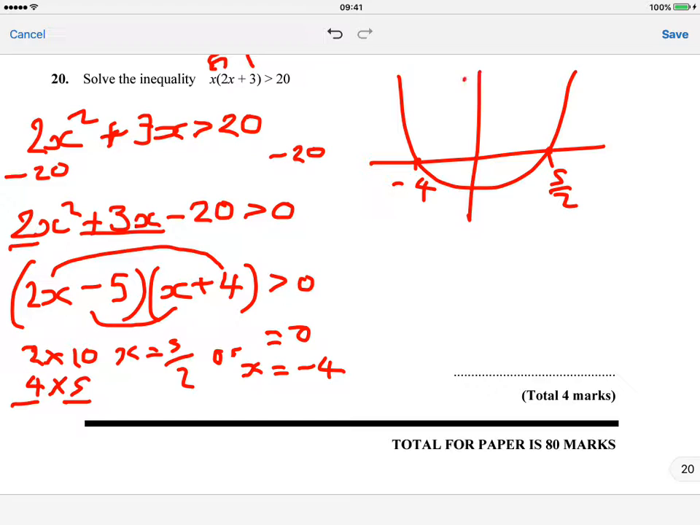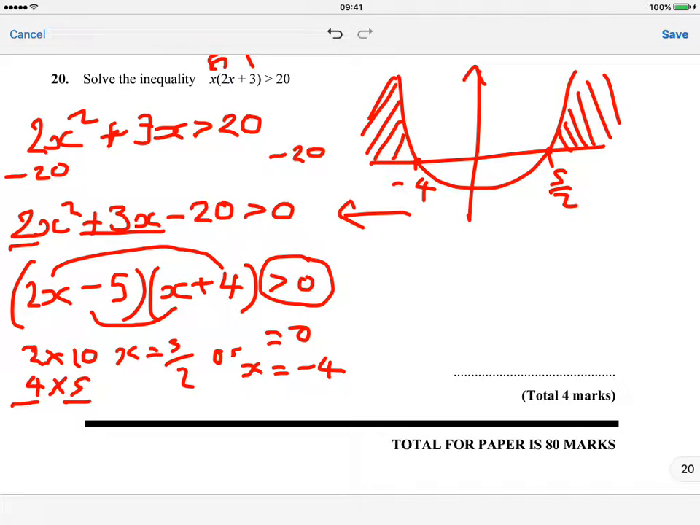So our y-axis is actually going to be somewhere in the middle of this. And so the entire quadratic needs to be greater than 0, which means that we're interested in these shaded regions here where the graph is above the x-axis, where the y function is greater than 0. So you can clearly see that we want x to be smaller than minus 4, and we want x to be greater than 5 over 2, and that's the solution that we're going to need to write down. x will be smaller than minus 4, and x will be greater than 5 over 2 there for your final mark.